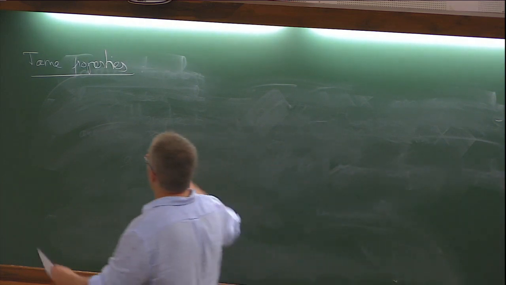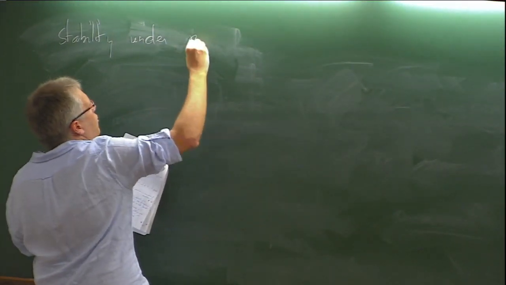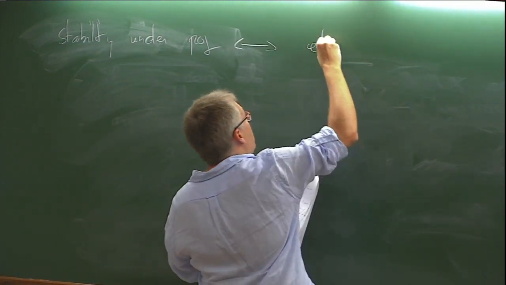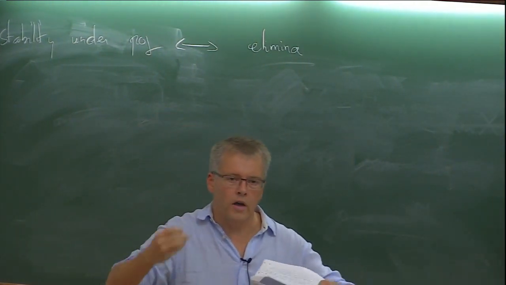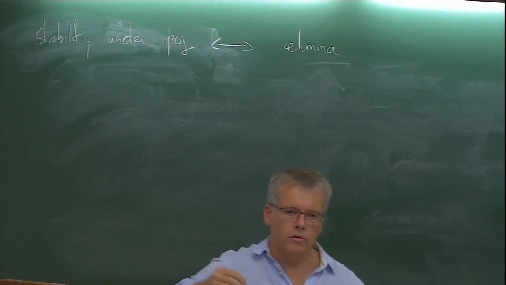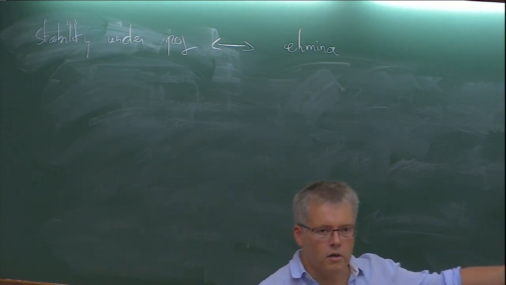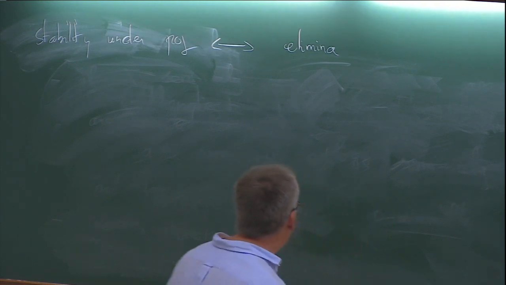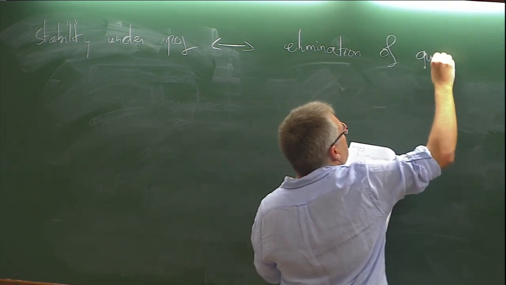And essentially, what you will see is that stability under projection corresponds to the fact that you can eliminate quantifiers. If you take the usual definition of the closure, this is the set of x such that for any epsilon larger than zero, there exists a point in your set you are close to. And these axioms about projection are a way of getting rid of the "for every epsilon there exists". Elimination of quantifiers.